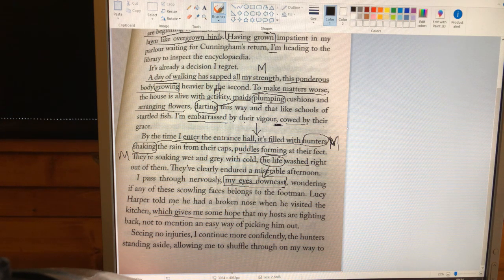Now, whenever you see a which next to a comma, the first thing you really need to think is non-defining relative clause, because that's what it usually is, and that's what we can call this one. But I wanted to alert your attention to the fact that the which here, the relative pronoun, is actually referring to the entire previous clause. It's not referring to the kitchen, it's not referring to the nose, it's not standing in for that noun. It's not the kitchen which gives me some hope, and it's not the nose that gives me some hope. It's the whole thing. The fact that he told me that he had a broken nose when he visited the kitchen is what gives me some hope that my hosts are fighting back.